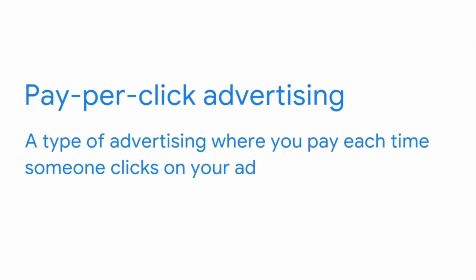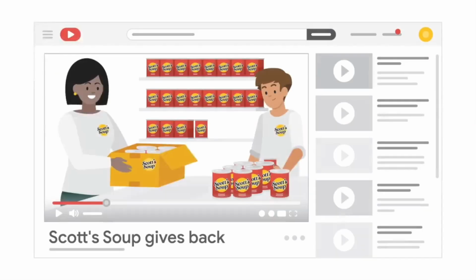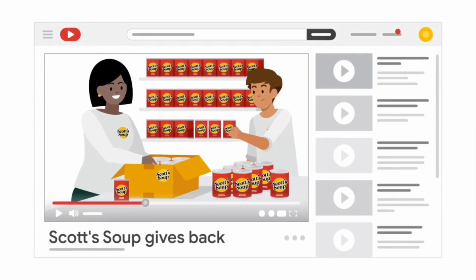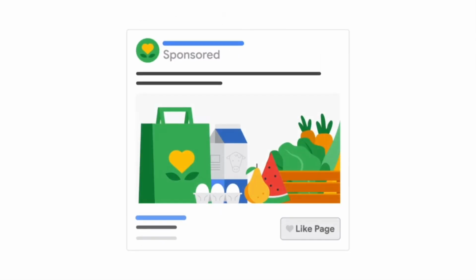Examples of paid social media include paid per click advertising, a type of advertising where you pay each time someone clicks on your ad, branded content, which is any post that is produced by a third-party product, brand, or sponsor, and influencer-generated content, which is any post created by an influencer that promotes a brand's products and services. You can identify social media ads by the sponsored or promoted tag near the post.